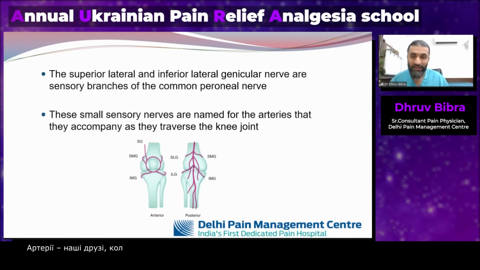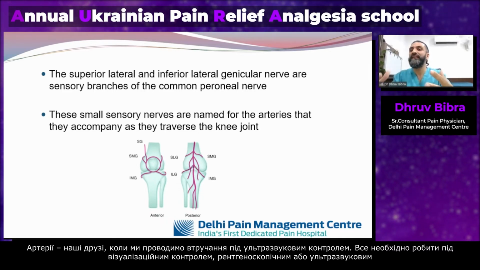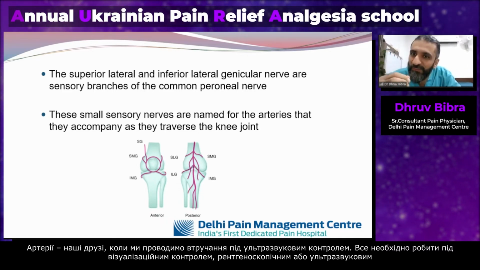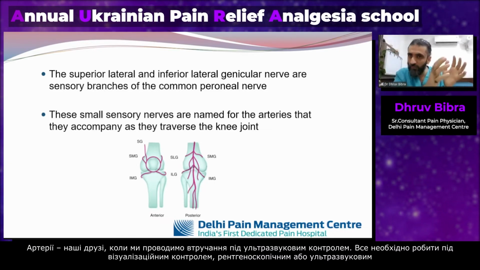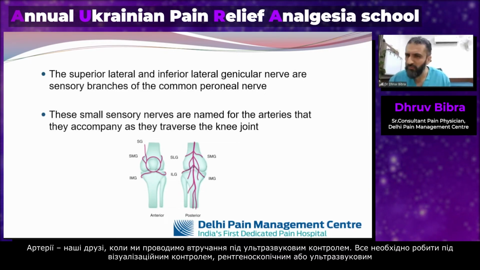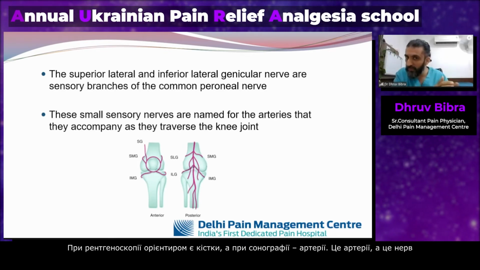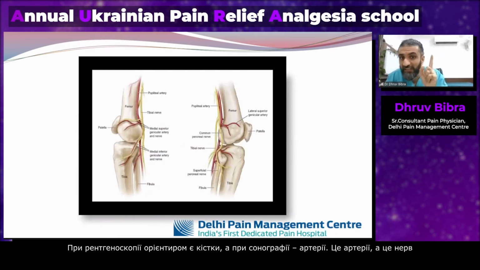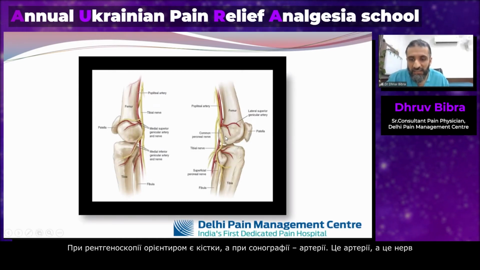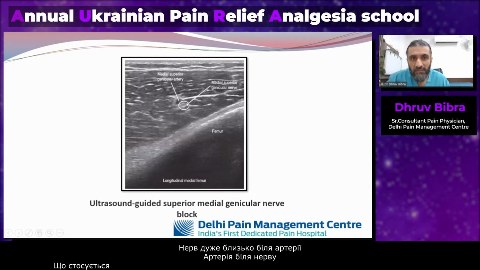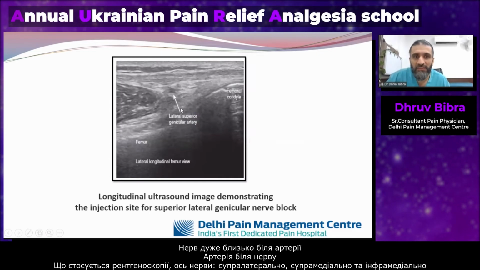Sniper theory. The same thing, the artery becomes our friend when we are doing these interventions under ultrasound, right? So again, the sniper theory, you have to do it under imaging, either fluoro or ultrasound. Both are more or less equal. Now studies are there, but with fluoroscopy, bone becomes our landmark. With ultrasound, the artery becomes our landmark. So you can appreciate that these are the arteries and these are the nerves. Very close to the artery is the nerve.